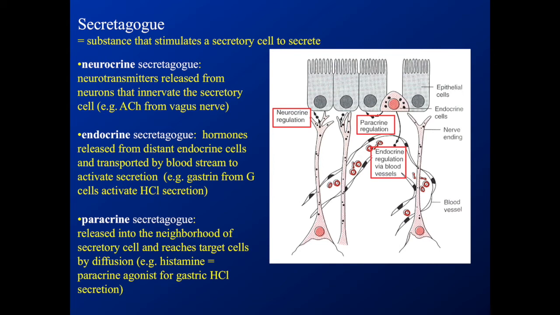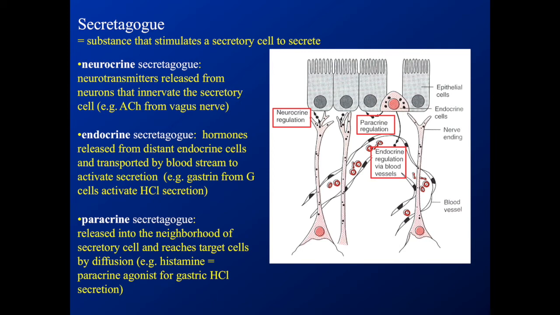Endocrine secretagogues, these are hormones that are released from distant endocrine cells and then transported through the blood to affect the cells and cause a secretion. And gastrin from G cells activate acid secretion from parietal cells. And this happens directly on these parietal cells to release acid, and that's an example of endocrine, because they're produced from a distant place, pass through the blood, and affect the secretory cells.